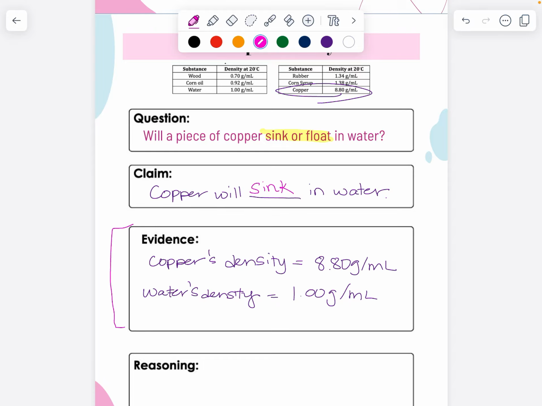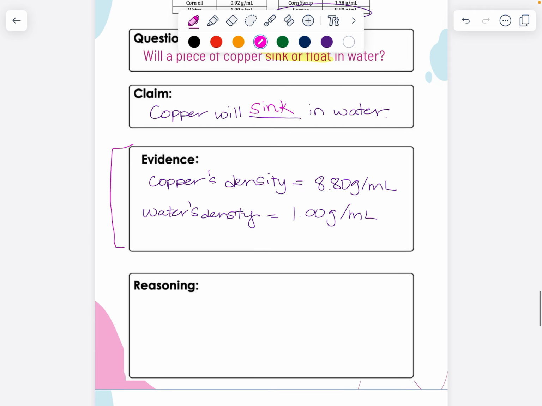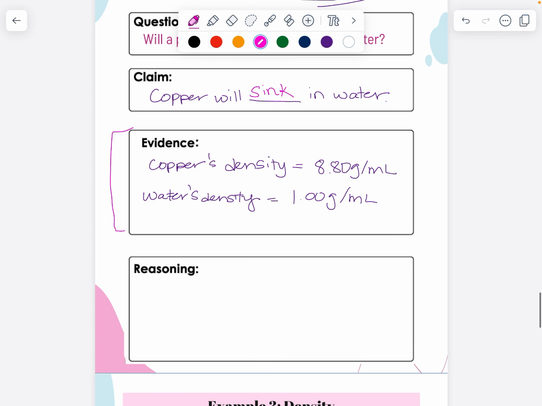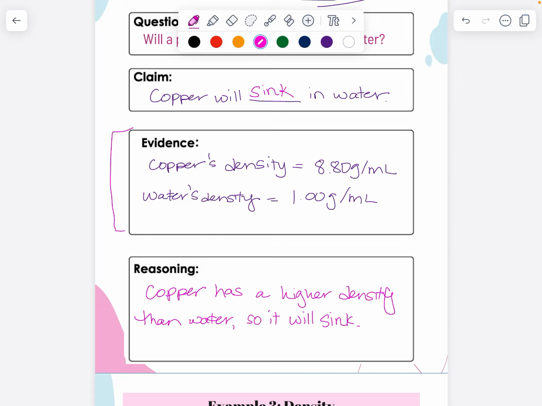Sometimes it's important to look at your evidence before you make that claim. So listing what are the things that I need to pay attention to. And then my reasoning, I'm going to explain that. So since copper has a higher density than water, it will sink. So connecting to that science concept we learned about in our density notes, whatever has a higher density than the liquid is going to sink. Whatever has a lower density would float because of how close those molecules are.